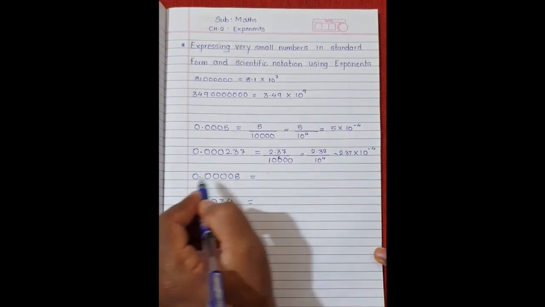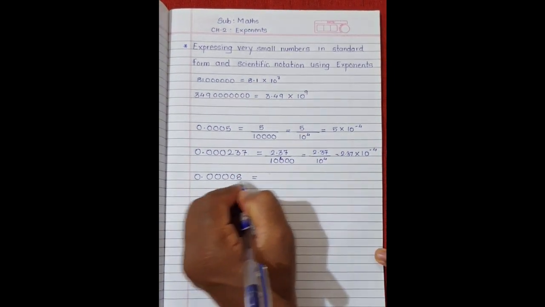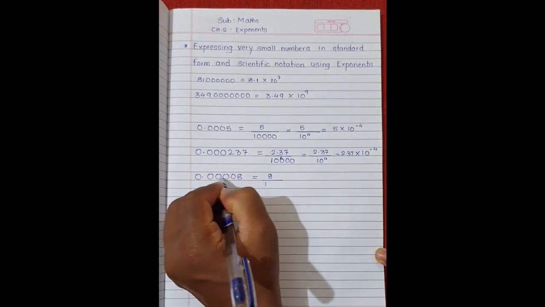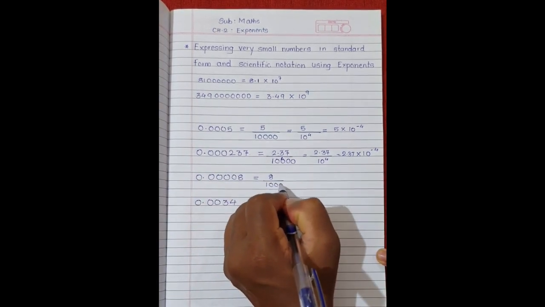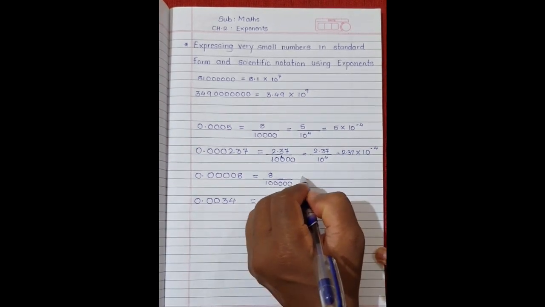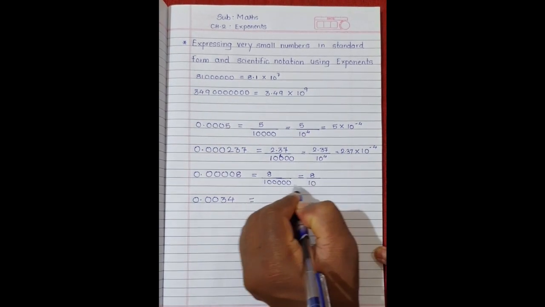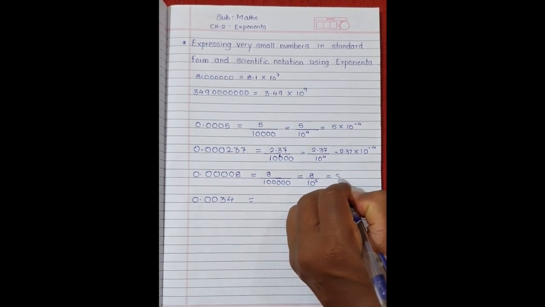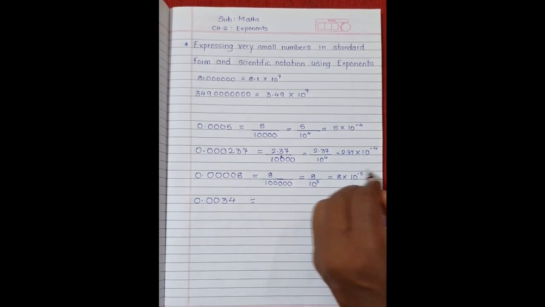See the third example, 0.00008. Here also, 8 upon 1, 2, 3, 4, 5. Five places we have shifted here, that's why 5 zeros. That is 1 lakh. Now see here, 8 upon 1 lakh means 10 raised to the power 5, that's why it is 8 into 10 raised to power minus 5. Bring it to the numerator, it will become 10 raised to minus 5.